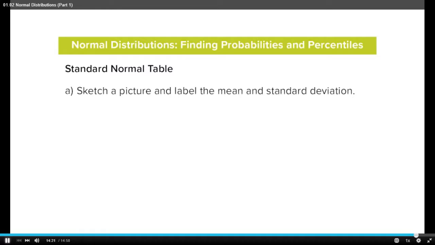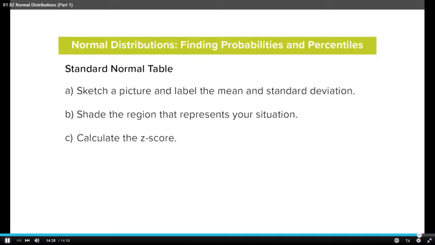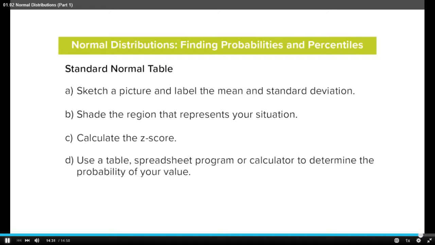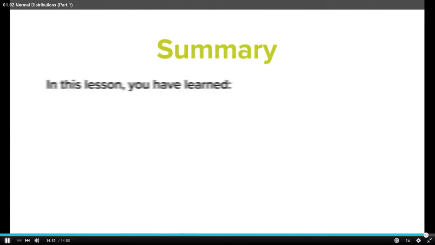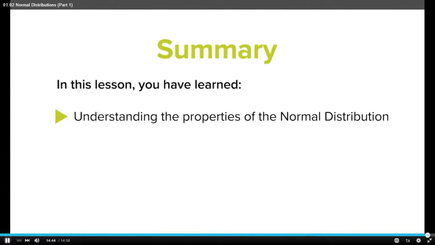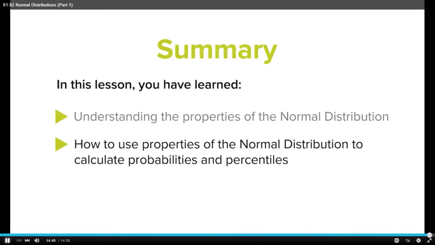Now write down each of the steps involved in finding probabilities and percentiles using a standard normal table. First, sketch a picture and label the mean and the standard deviations. Shade the region that represents your situation. Then calculate the z-score. Use a table, spreadsheet, program, or calculator to determine the probability of your values. Then answer your question. In this lesson, we have discussed understanding the properties of the normal distribution and how to use properties of normal distribution to calculate probabilities and percentiles. See you in the next lesson.